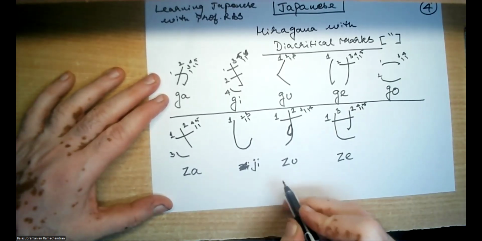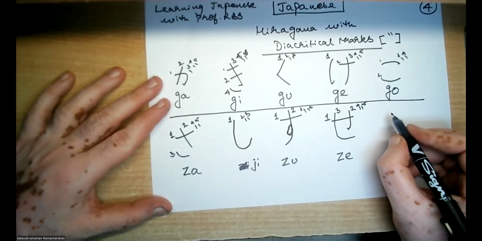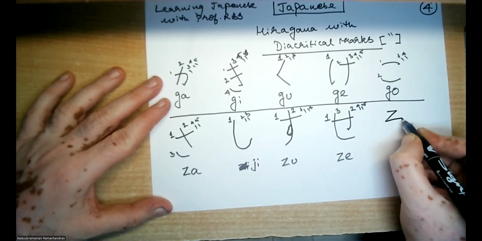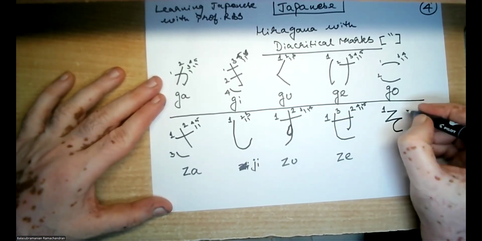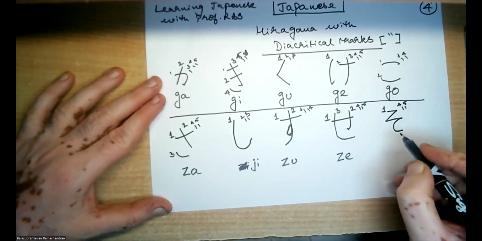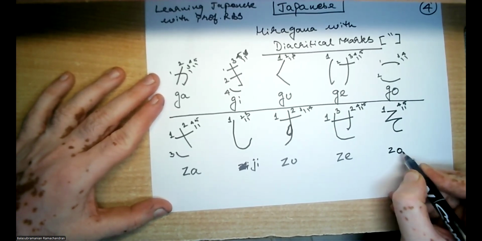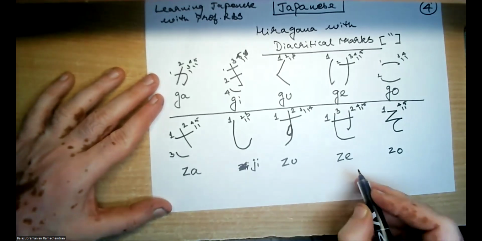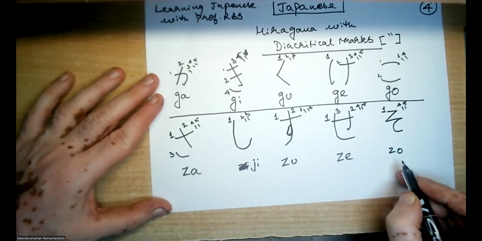So Za, Ji, Zu, Ze, and then of course Zo. So how do we write Zo? Single stroke, something like a Z. This is a single stroke, okay? Then you add two diacritics, these diacritical marks, and then you get Zo. So here we have the Za series: Za, Ji, Zu, Ze, Zo.